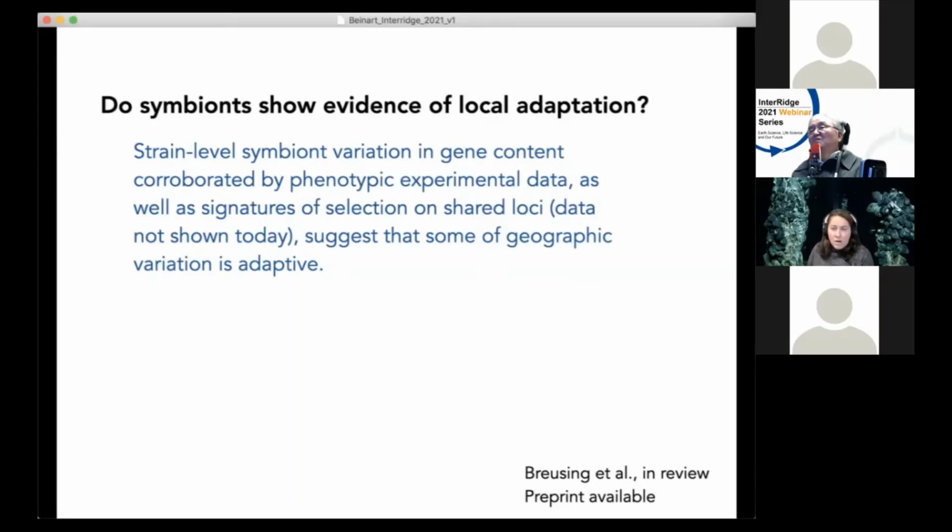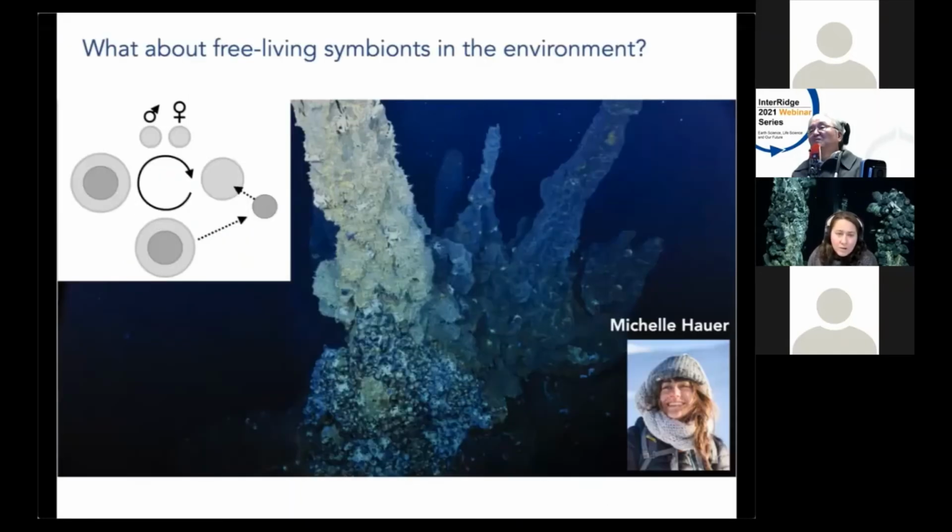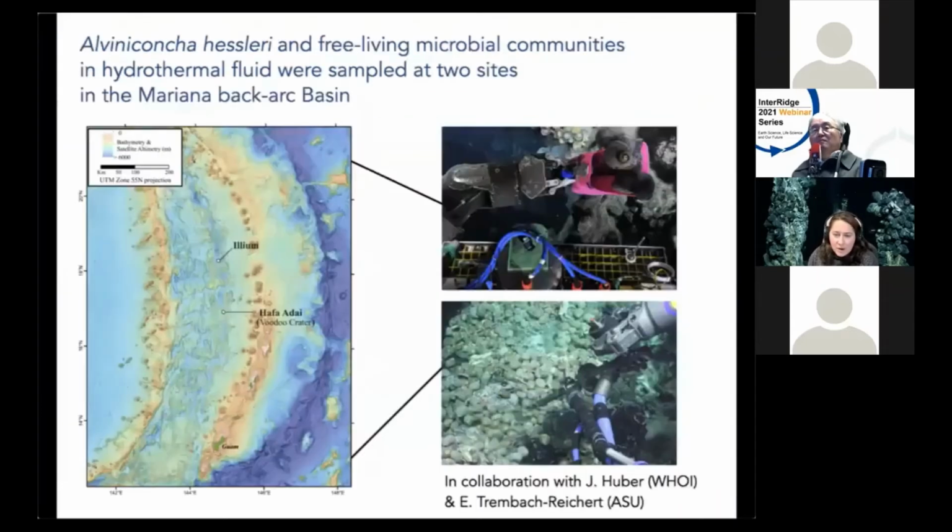Okay. All right. And so I wanted to move on to talking about the free-living symbionts in the environment, since now we've provided evidence that these Alviniconcha and Ifremeria snails are transmitting their symbionts through the environment. Now, you might be wondering, what about the free-living symbionts in the environment? What are those populations like? So I'll be presenting some work today by a graduate student in my lab, Michelle Hauer, looking at free-living symbionts of Alviniconcha. This is a different study that is also currently in review, and this is a collaborative study with Julie Huber at Woods Hole and Elizabeth Turnbuck-Reichert, who's now at Arizona State University.